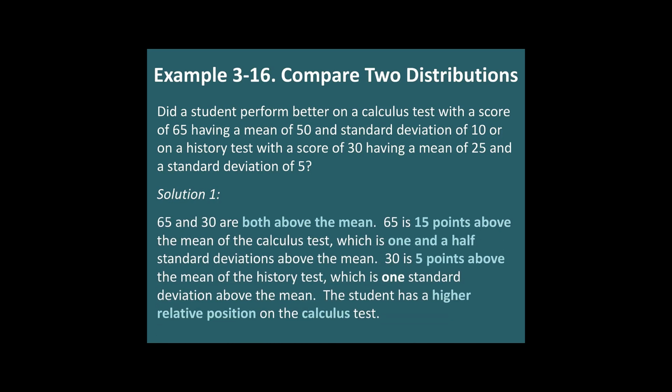Notice here that 65 and 30 are both above their respective means. 65 is 15 points above the mean of the calculus test, which is 1.5 standard deviations above the mean. 30 is 5 points above the mean of the history test, which is 1 standard deviation above the mean. So clearly, the student has a higher relative position on the calculus test. Keep in mind, it's not because the score is 65 versus 30. It's all because of how far away it is from the mean, and in particular, how far above it is from the mean.